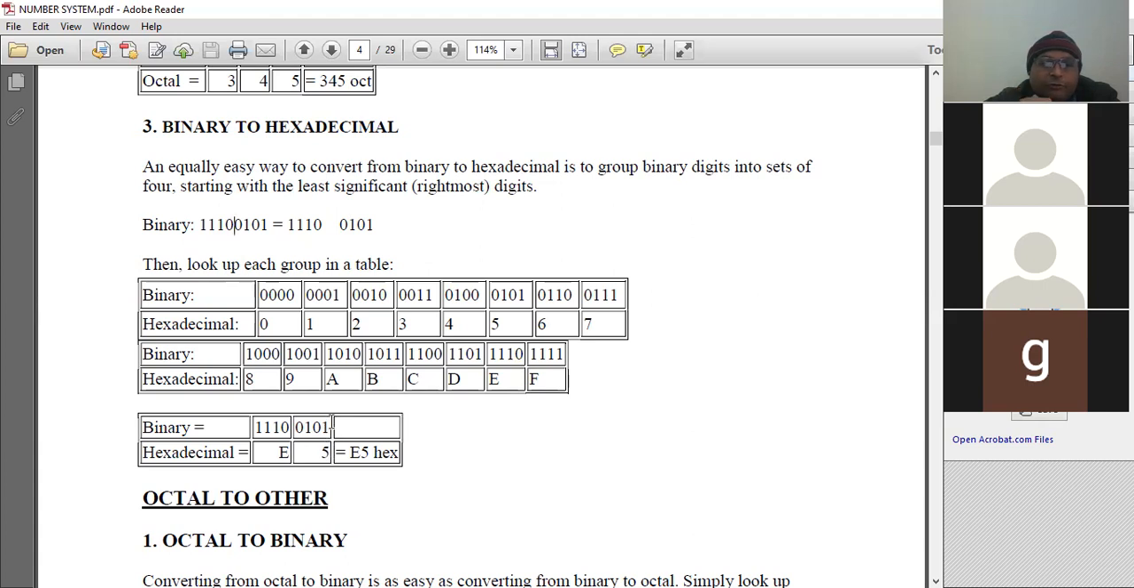1 into 2 raised to 0 is 1. 0 will be 0. 1 into 2 raised to 2 is 4. So 4 plus 1 is 5. So E5 is your hexadecimal number.